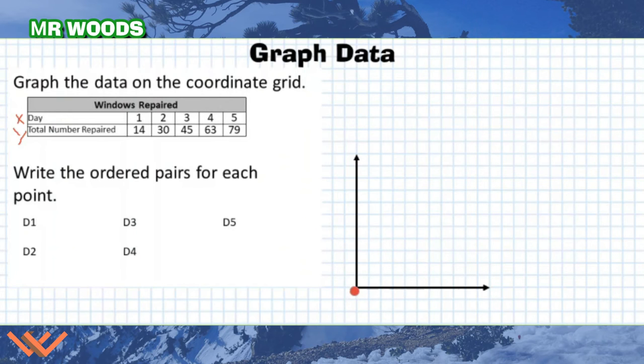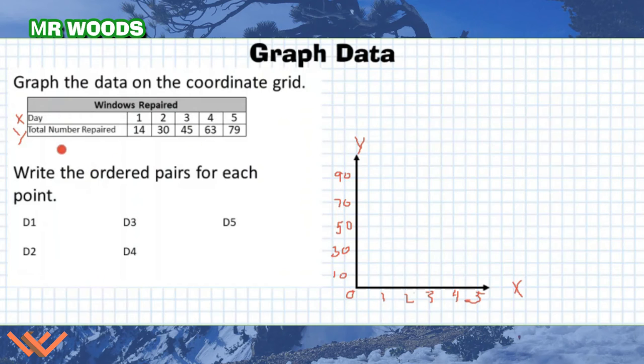All I need to do is come down here and I'm just going to label everything. So there's 0 and let's see, 1, 2, 3, 4, and 5. Now I did skip one, just to make it a little more clear here. And then for going up, it says total number repaired. So I probably should do these by 10. So I'm going to do 10. That's 20. Let's do 30 here. 40, 50, 60, 70. That's 80, and then 90. Again, that's my Y value. And this is my X value.